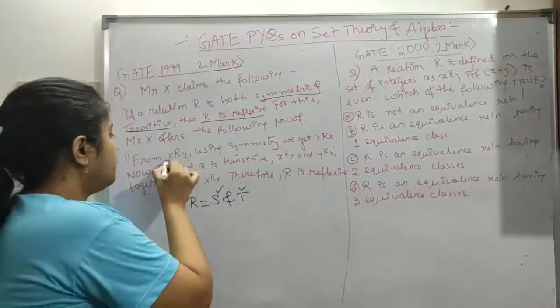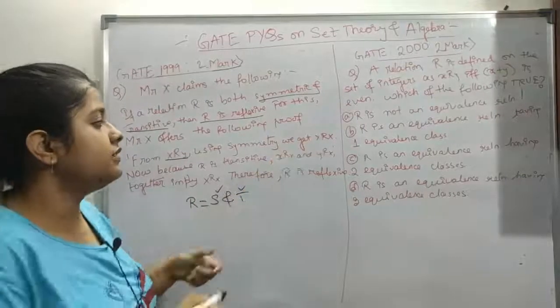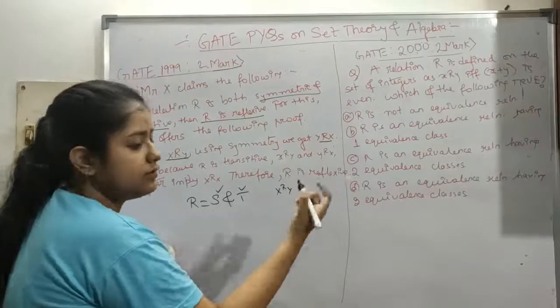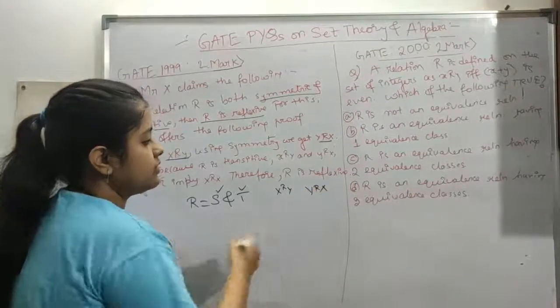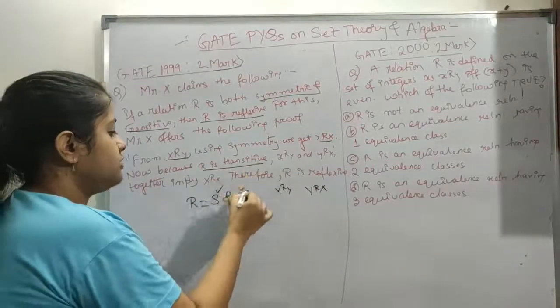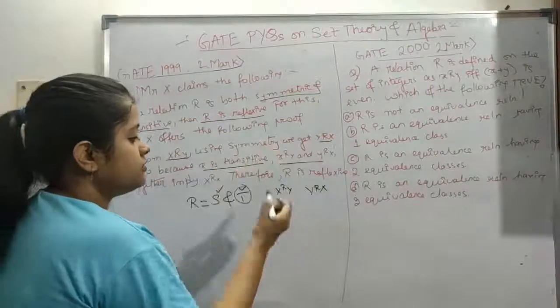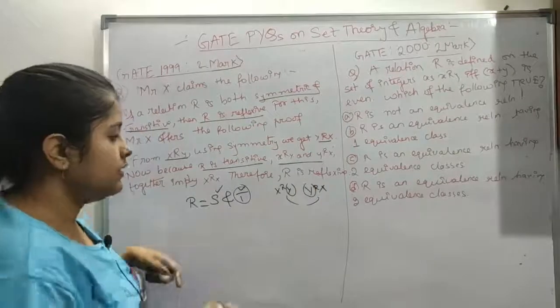He is giving: from x related to y, using symmetry, we can see that y is related to x. Since it is a symmetric relation, you can say y is related to x. Now, because R is also transitive, from these two, y is common. So now we can say that.